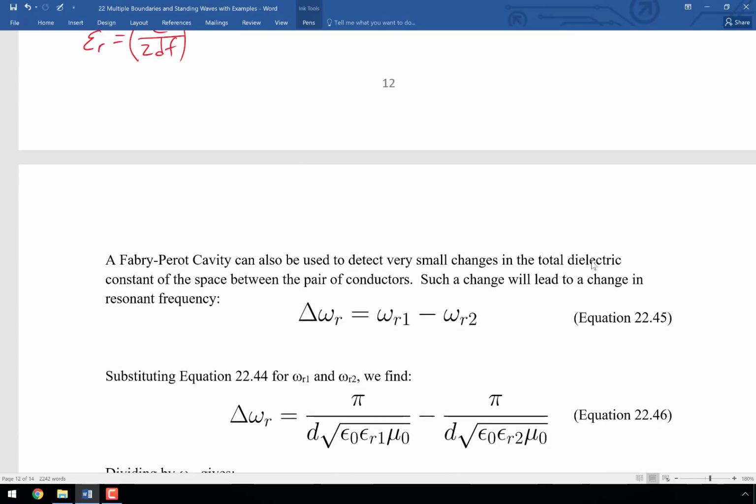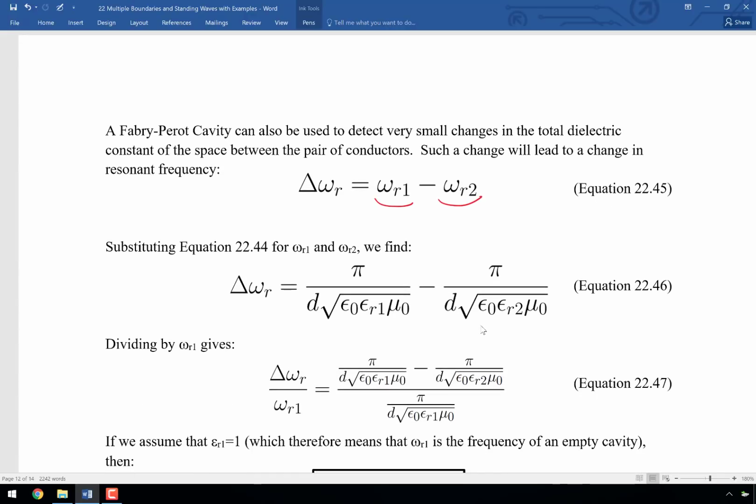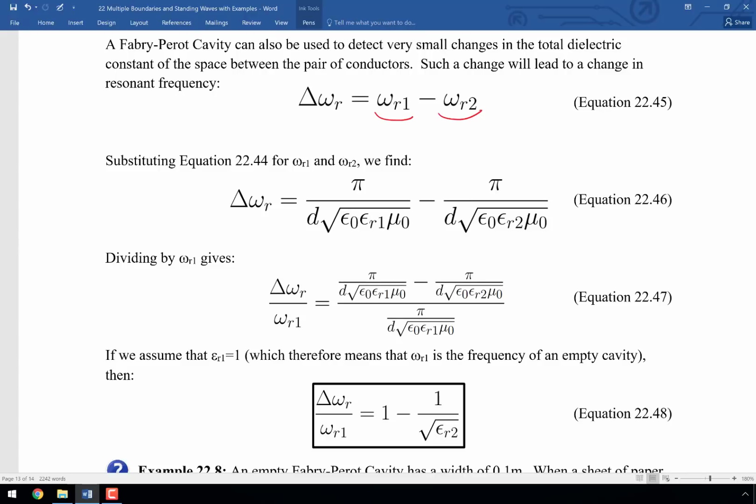So we can use it to detect very small changes in the total dielectric constant in the space between the conductors. Let's consider we have a resonant frequency change, which is going to be the original resonant frequency minus the new resonant frequency. We're going to substitute what we know for the resonant frequencies. And so this is omega r1, and this is omega r2, and the only thing that is different is the epsilon r in between those two equations. So we can then say, what happens if we take that change and we divide it by the original omega r1? Well, a lot of things are going to cancel.